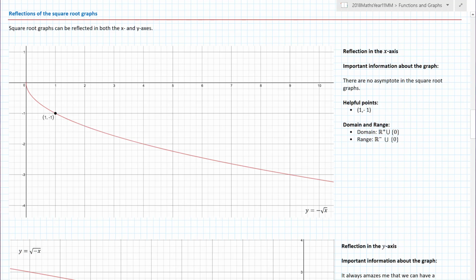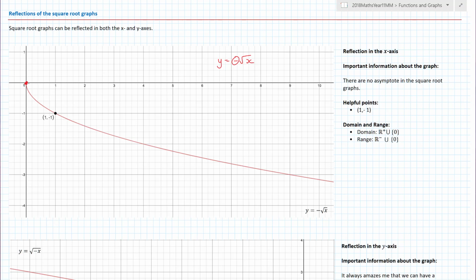Reflections of the square root graph, we've already talked a little bit about it in some of those examples, but when you reflect in the x-axis, if you remember, the graph would become minus the root of x. That minus sign is outside of the square root sign. If that's the case, it is a reflection in the x-axis. My point here is still at 0, 0 for reflection. My important point becomes 1, -1, or my helpful point, and my domain and range now flip.